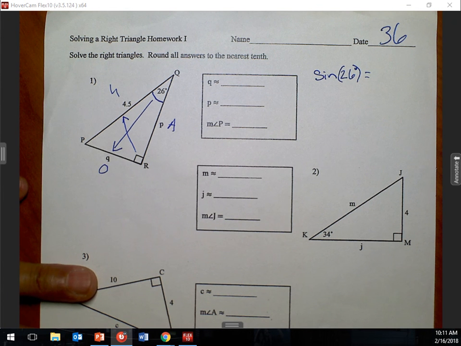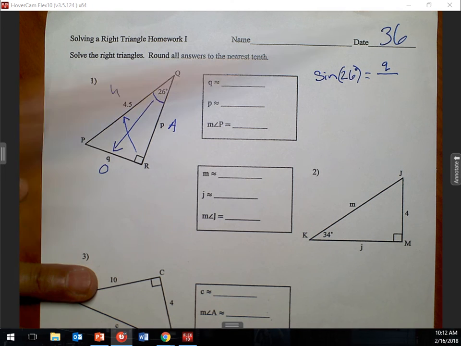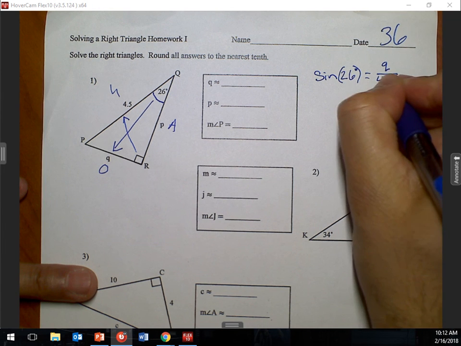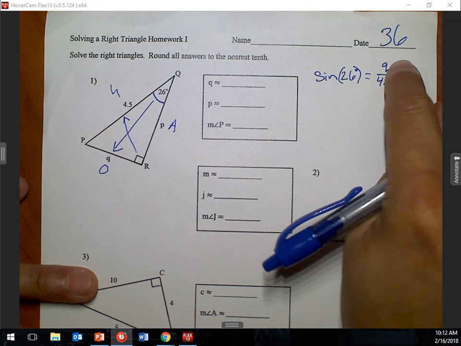Now, what is sine again? Opposite over hypotenuse. Now, what is my opposite? Q. Over. What is the hypotenuse? 4.5. Okay, this is what you're going to do. Now, for right here, my variable is q.